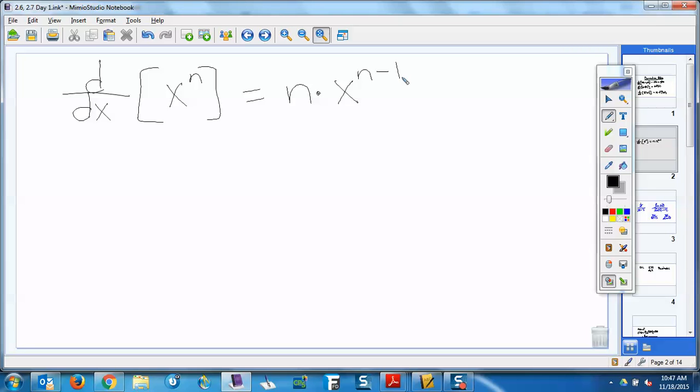If you have a number on the inside, you kick it out. And if you have a number, like if we're doing 3x cubed, we leave that 3 out in front. We bring down the 3. So we can combine these rules as well.